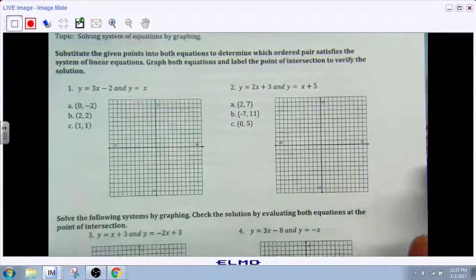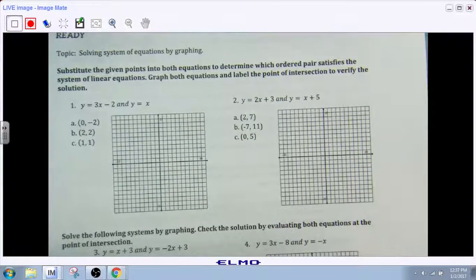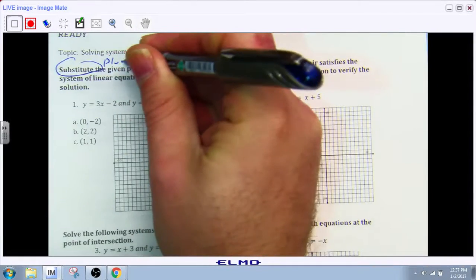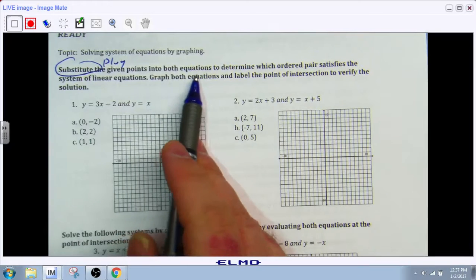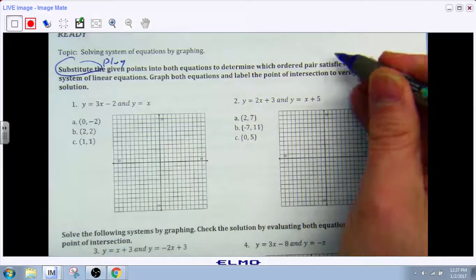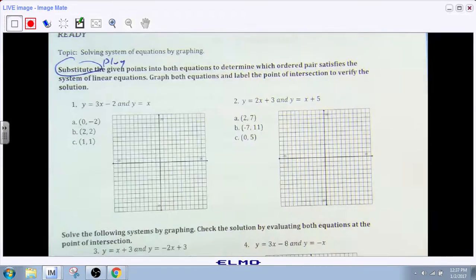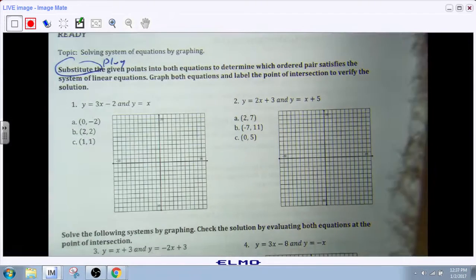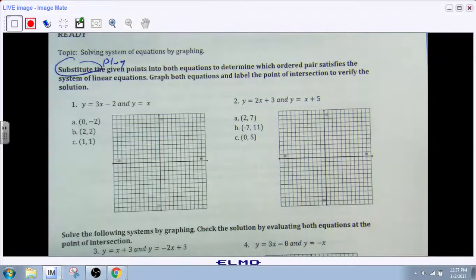Our first section is solving systems of equations by graphing. Let's zoom in on this. What this is asking us to do is substitute the given point. Substitute means to plug in, right? Plug the given point into both equations to determine which ordered pair satisfies the system of linear equations. Then graph both equations and label the point of intersection to verify the solution. So this is going to be a multi-step problem.